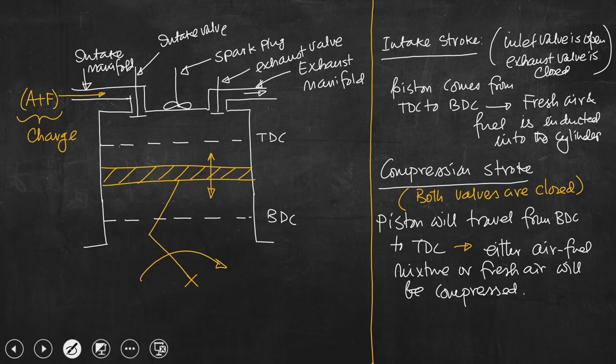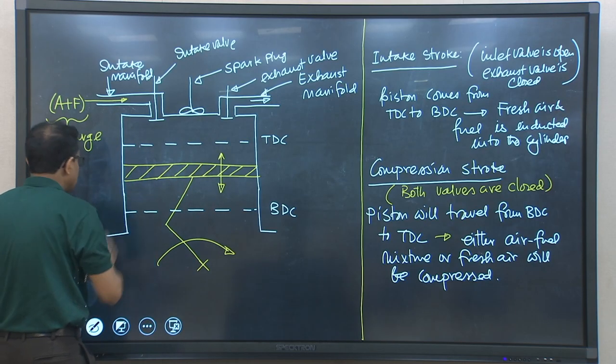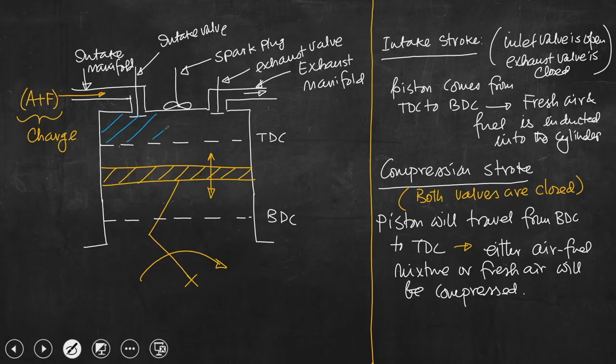Okay. So basically what we can see is that at the end of the compression stroke, the piston is at TDC and the entire charge or fresh air will be compressed, residing in this particular volume. If we try to mark this particular volume, so this is the volume, right? So this is the compressed air-fuel mixture or air volume.